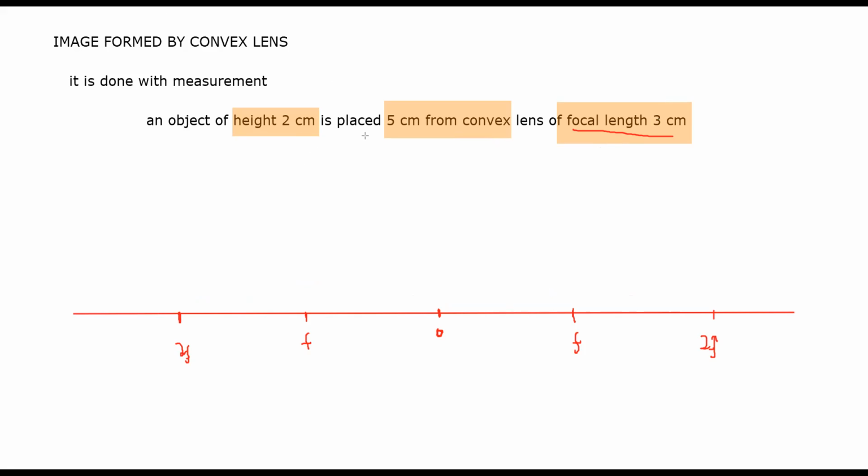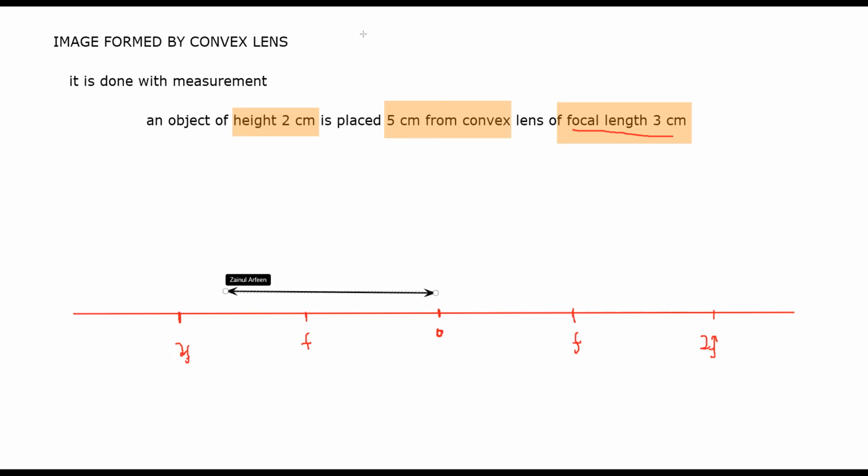Now, they mention an object is placed 5 centimeter. If they did not mention whether the object is on the left hand side or right hand side, you can draw it any place. You can draw an object on the left or on the right. But if they mention the object is on the left hand side, you should place it on the left hand side. Or if they mention the object is on the right hand side, you should place it on the right hand side. But in this case, it is not mentioned in the question, so I can place the object anywhere. So I will measure 5 centimeter.